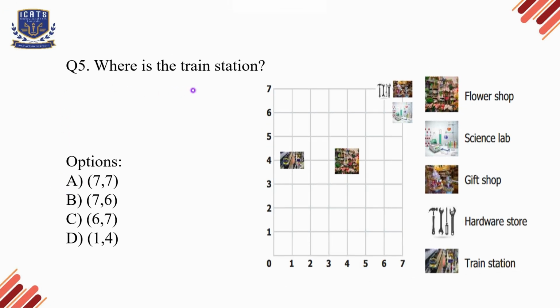Question number 5, where is the train station? Different options are given to us. Here we can see different locations are shown to us, like flower shop, science lab, gift shop, hardware store, and train station. So we are interested in the location of the train station. So we always read our x coordinate first from the x-axis. So the x coordinate is 1 and the y coordinate from the y-axis is 4. So it means that the coordinates are 1 and 4. So we will select option D here.